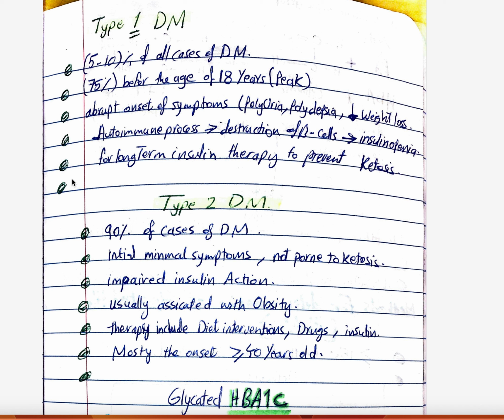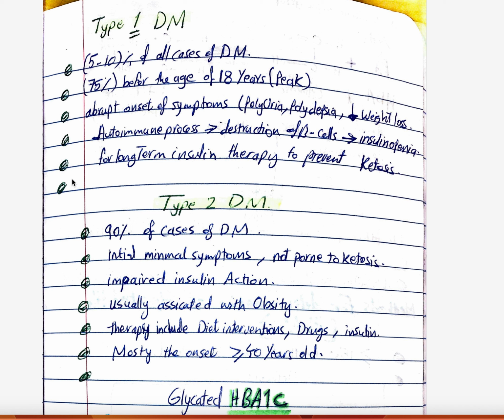Then we go to type 2 diabetes, which is more common. It's present in 90% of the cases of diabetes. Initial symptoms are minimal, and it is not prone to ketosis. Actually, it does not lead to ketosis. There is impaired insulin action: it actually has insulin and beta cells, but the insulin action is impaired. Maybe the insulin doesn't act so well, or the receptors don't respond to the insulin.